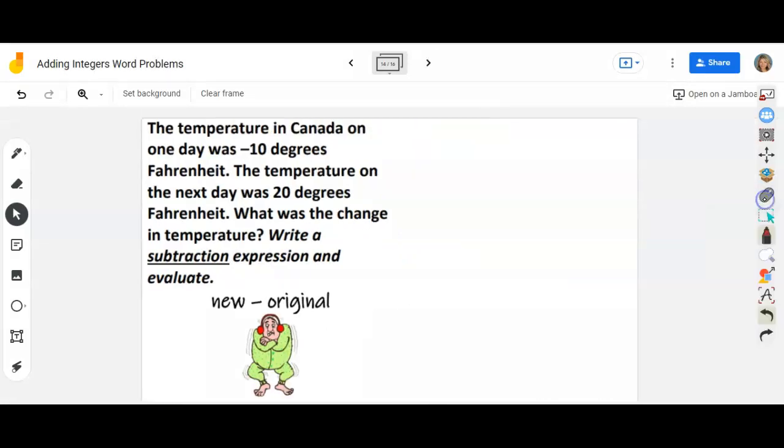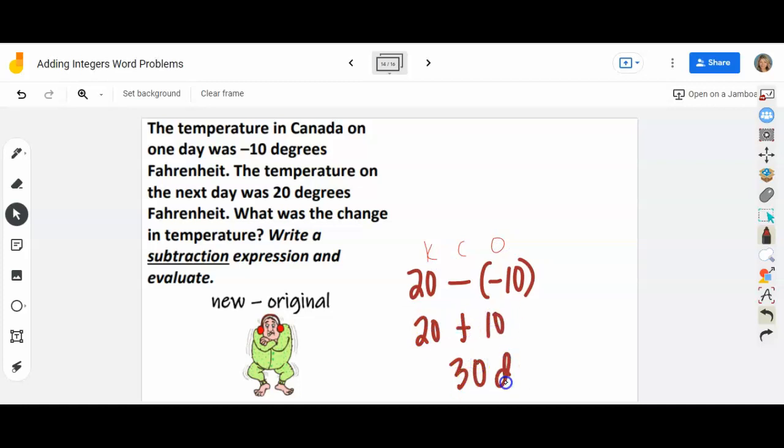The temperature in Canada on one day was negative 10 degrees Fahrenheit. The temperature on the next day was 20 degrees Fahrenheit. What was the change? So we're going from negative 10 to 20. We're going to subtract new minus the first day. Using additive inverse, we do keep, change, opposite to see that there was a 30-degree change.